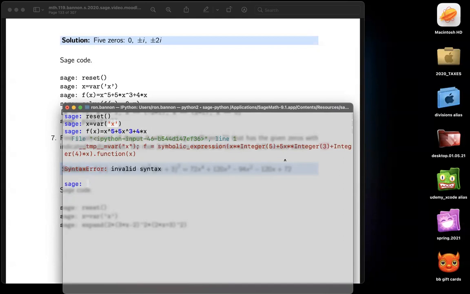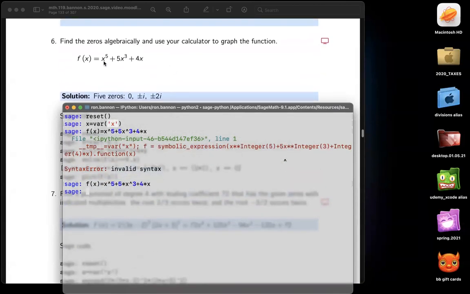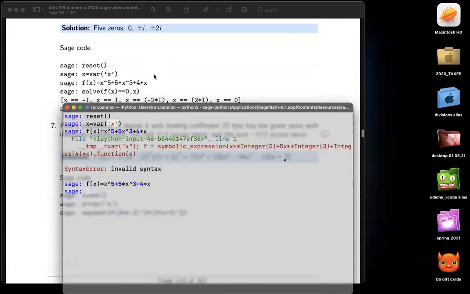Someone says, oh, what's the error? Well, you know what? I put down 5x cubed. I can't write that down. I've got to put a star between that. Whoops. Okay. Now, let me point out what I just typed in. I typed in this function over here, which is x^5 plus 5x^3 plus 4x. All right, let's keep looking at the code.